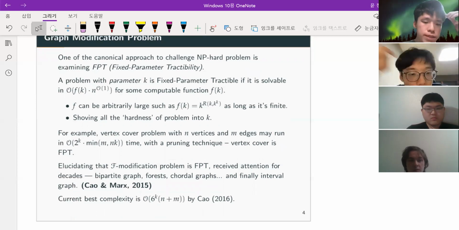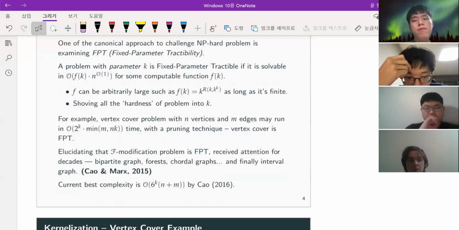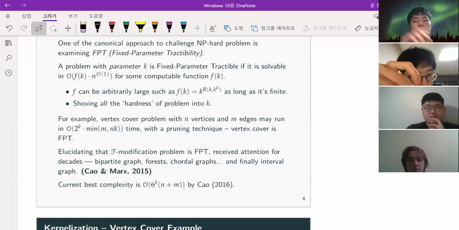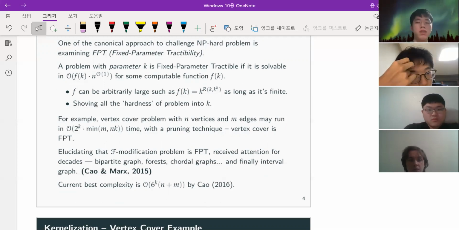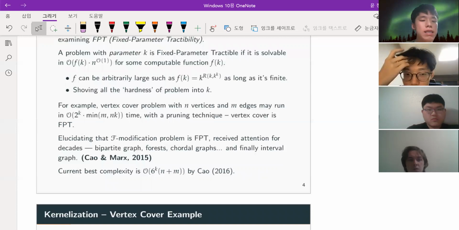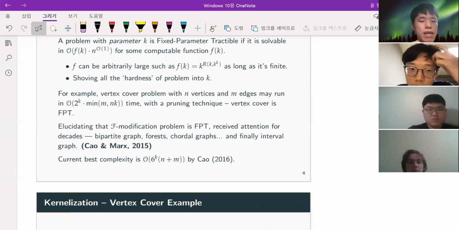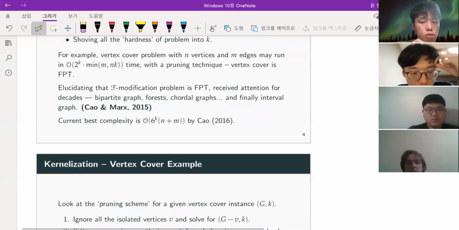For example, the vertex cover problem with n vertices and m edges may run in order of 2^k times m with a pruning technique. For every edge, u or v must be included in the vertex cover, and searching through the binary search tree, running a backtracking should terminate in 2^k time. So it does not go deeper than depth k in the search tree.